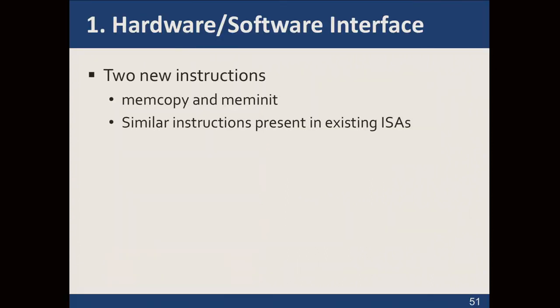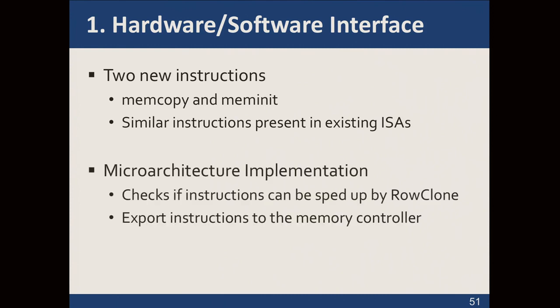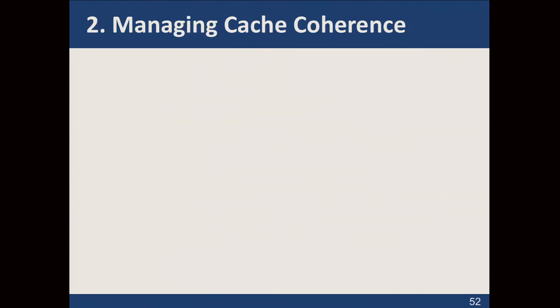So the paper talks about two new instructions, memcopy and meminit. And it exists in some ISAs, as I said. And basically, microarchitecture needs to be modified to implement it. You need to check if the instructions can be sped up by RowClone. Microarchitecture can do some performance analysis to be able to do that, so I'm not going to talk about that. And it needs to be able to export the instructions to the memory controller such that the memory controller can do it using the RowClone-enabled chip.